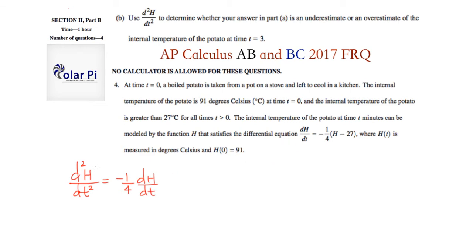For some of you, when you're finding the second derivative, it might be useful to distribute this negative a quarter to this guy and this guy, so that you could easily see that this will be the second derivative. Now, since we already know dh dt, we can't leave the second derivative like this. We should simplify it a little bit more.